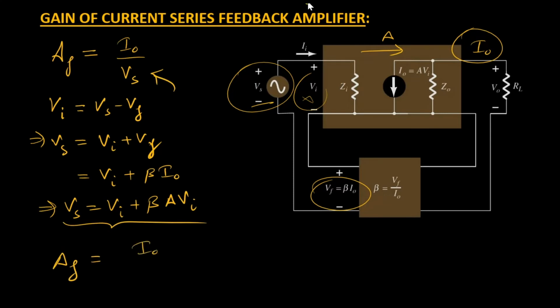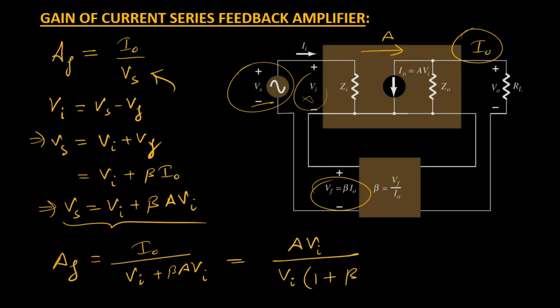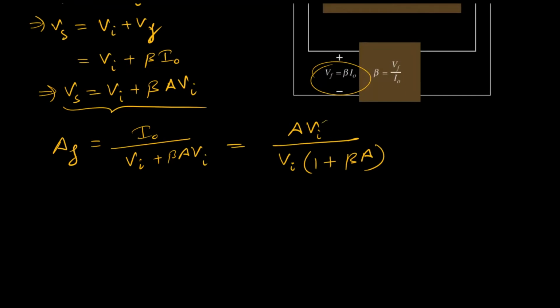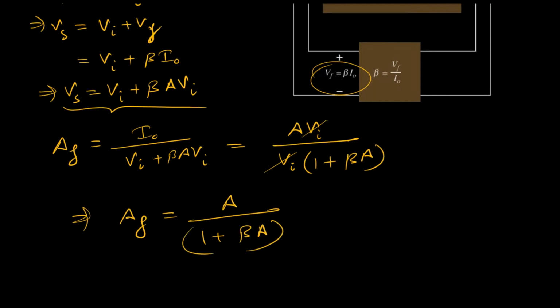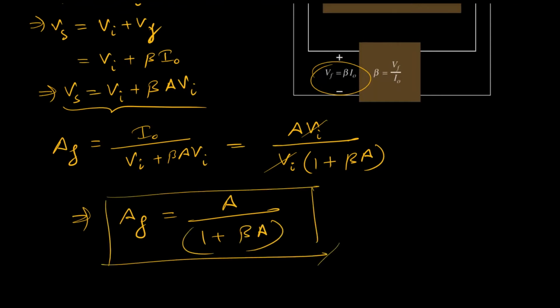Now let us substitute this value of Vs in the AF equation, so that my AF equation will become equal to I naught over, I'll replace this Vs with this whole thing, Vi plus beta A Vi. I'll replace the numerator with the same amount, A times Vi, and in the denominator I'll take Vi common. So the remaining thing in the bracket is 1 plus beta times A. Now Vi can easily get cancelled out in the numerator and denominator, so that my AF equation can be further reduced to A over 1 plus beta times A. So this is the final feedback gain value.